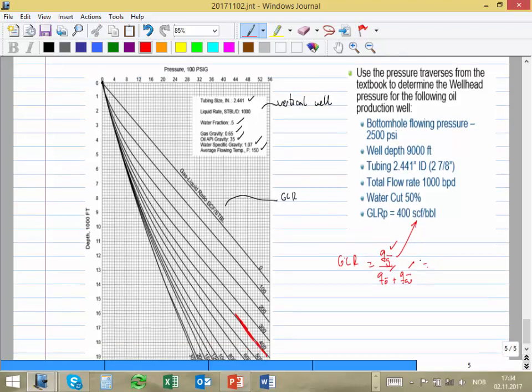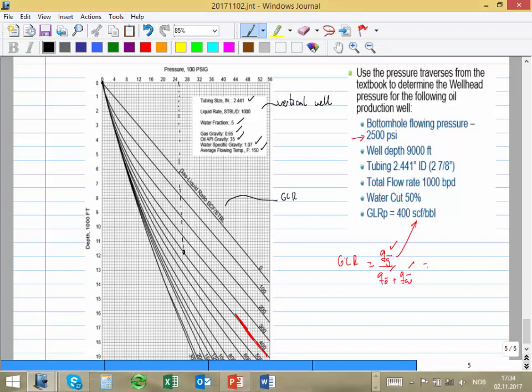Then remember, the gradient is only a function of pressure, nothing else. So what I'm going to do is start from the point that we know, which is 2500 psi. First I locate 2500 psi in this diagram. It will be someplace here. I go down until I cross the curve with 400, which will be maybe here, yes?